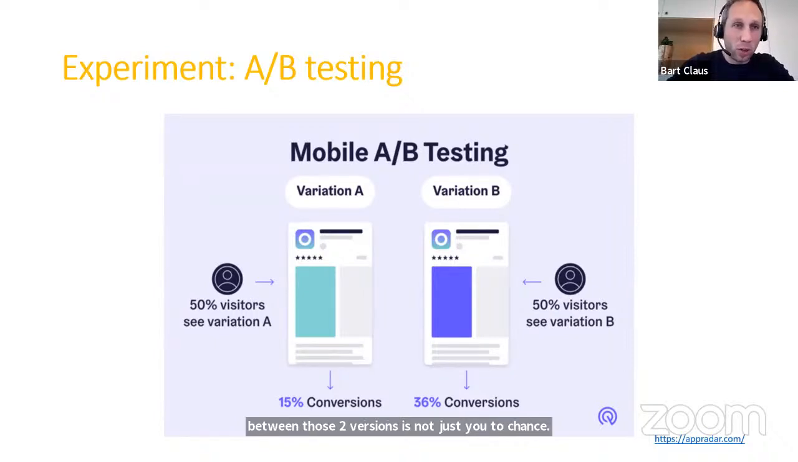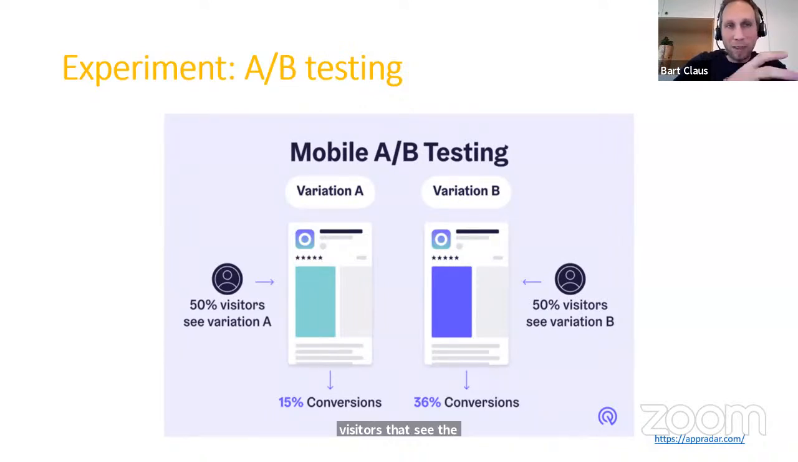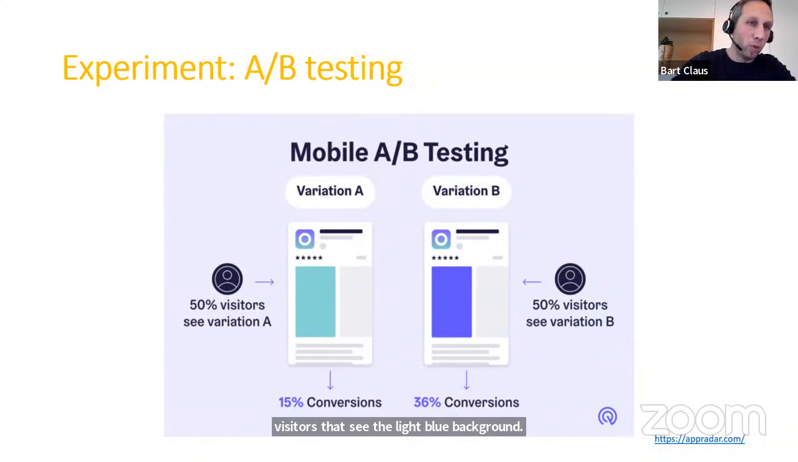What we also need to be sure of is that it's really this change in background that caused the difference in conversion rate, right? Because there might be multiple potential explanations for that difference. Maybe you run the 50% of the visitors that see the light blue background in the morning, and then the dark blue background in the afternoon. And maybe in the afternoon, people are more ready to buy, right? So you need to be sure that there are no other explanations for any effect that you find, right?